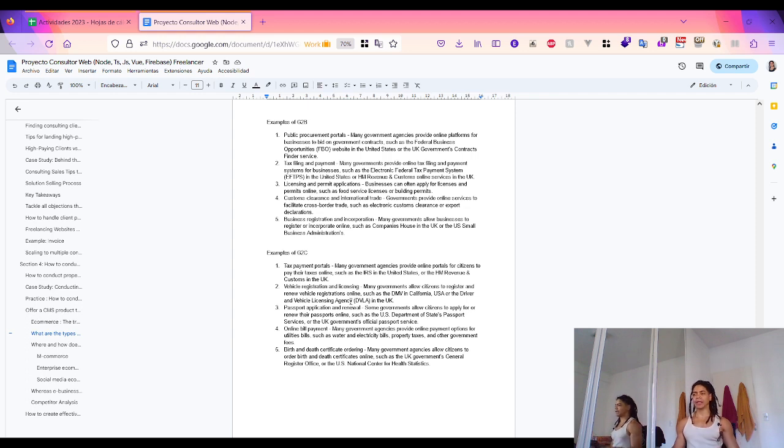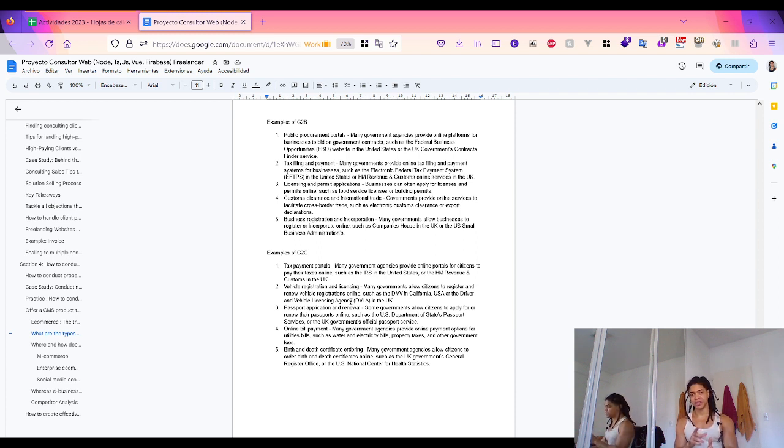Then let's look at government to consumers, where here you have tax payment portals. Many government agencies provide payment options so citizens can pay their own taxes, like the IRS in the US, the Internal Revenue Service, or HM Revenue and Customs in the UK. And HM stands for Her Majesty's Revenue and Customs.